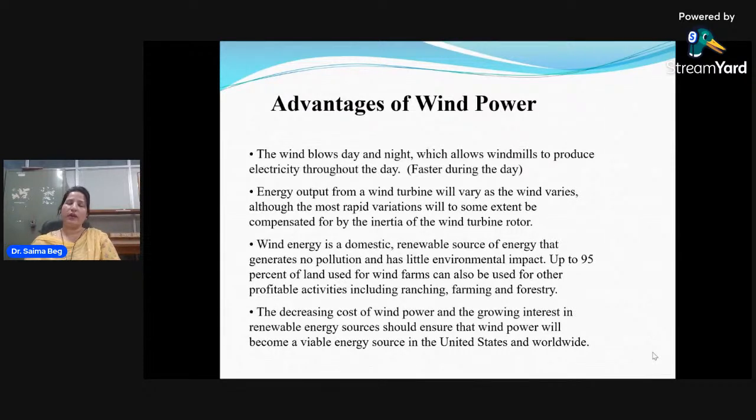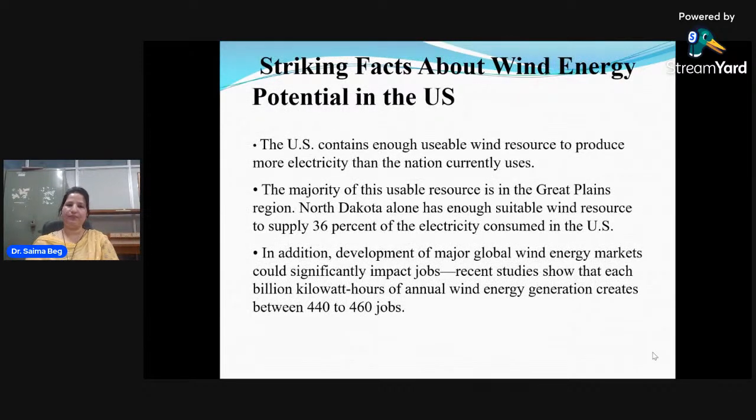Continuing with the advantages of wind power, the wind blows day and night, this is already discussed, and the energy output from the wind turbines may vary as the wind varies, although the most rapid variations will to some extent be compensated by the inertia of the wind rotor. The decreasing cost of wind power and the growing interest in renewable energy sources should ensure that wind power will become a viable energy source in the United States and worldwide.